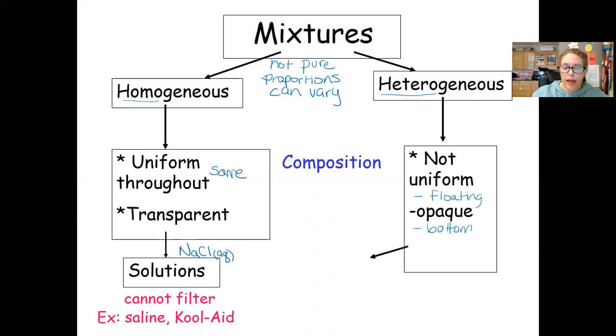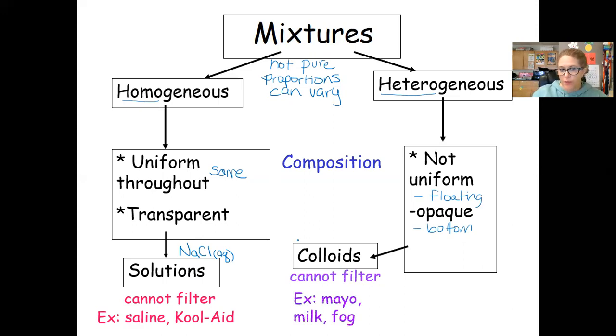So now let's talk about our heterogeneous mixtures. So an example would be a colloid. A colloid is a type of heterogeneous mixture that you cannot filter. So for example, mayonnaise is a colloid, and so is milk, and so is fog. If I pour milk through a filter paper, milk is not a homogeneous solution because there's little, you can't really see it, but it's cloudy, right? You can't see through it. So that's going to make it a heterogeneous mixture.